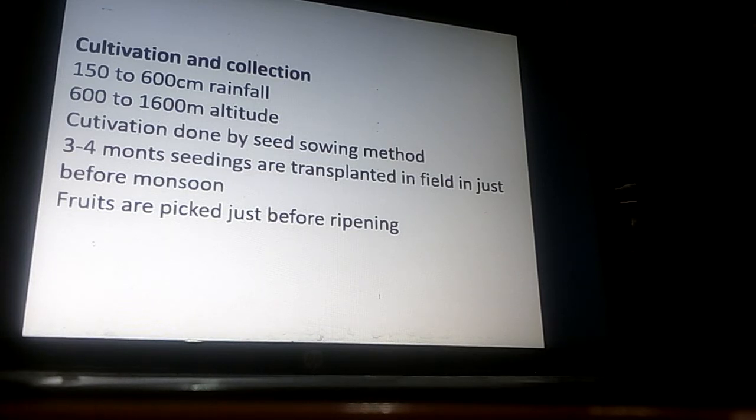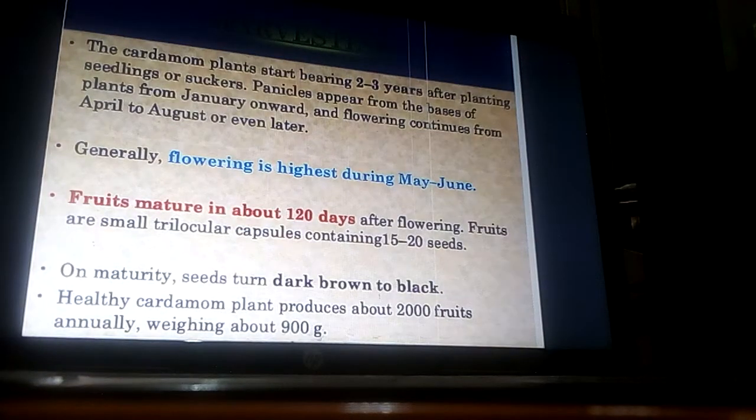keeping a distance of 15 to 40 centimeter, just before monsoon, because these are very delicate and they should grow very well in the field. For that reason they are transplanted just before monsoon. After that it will form flowers. Flowering will occur in the month of May to August, and from those flowers the fruits are formed.